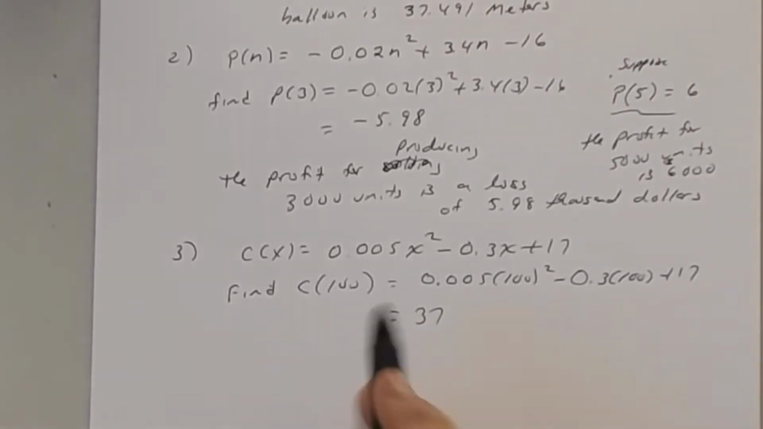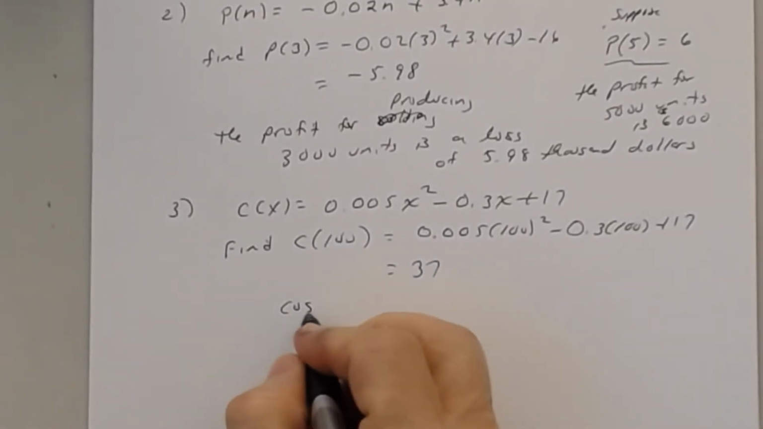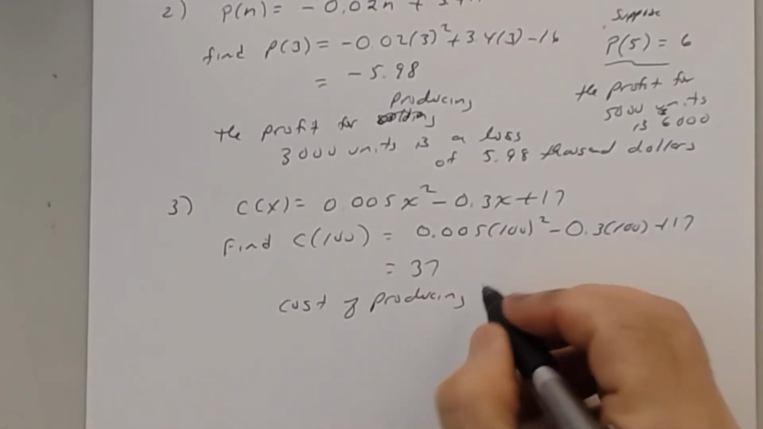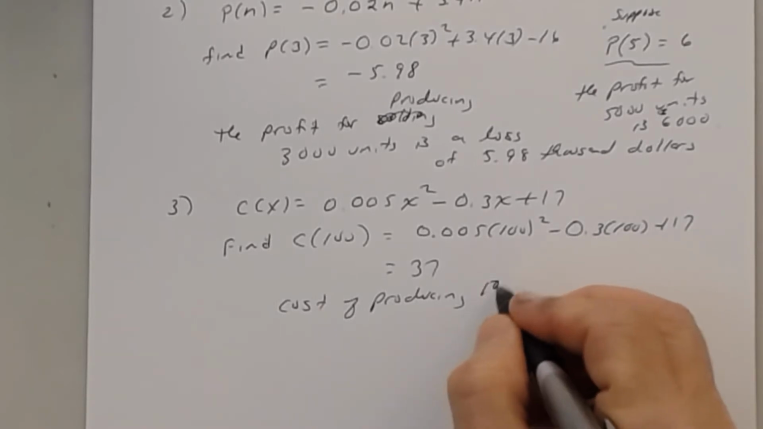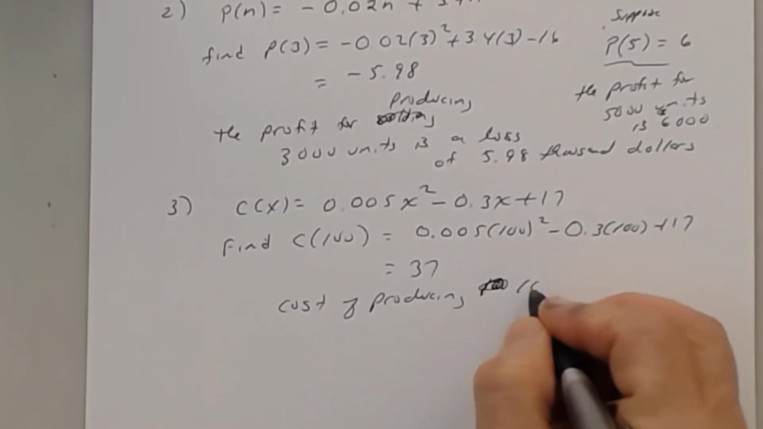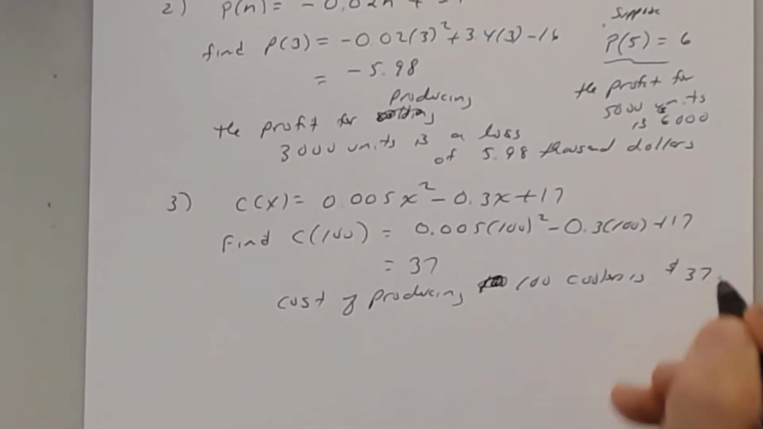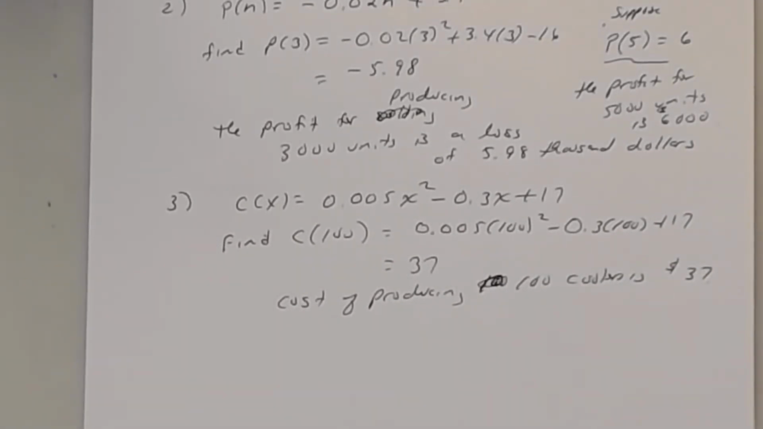So it says in this case, the cost of producing. Now that's producing, that's not selling, right? Cost of producing 100 coolers is $37. So for 100 coolers, it costs them $37, but they're going to sell it to you. 100 coolers is probably going to cost you a lot more than $37. Because remember, they're in a business to make money.